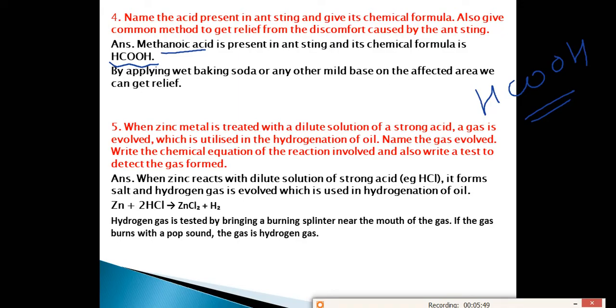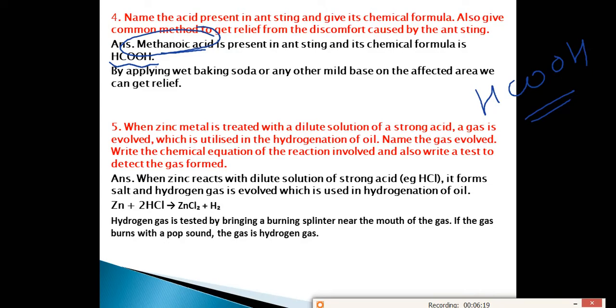You have all seen that if by chance a honeybee or ant has stung you, you must have felt some pain or irritation in the skin. So how do we get relief from that pain and irritation? If methanoic acid is injected in our skin, we will definitely get relief by applying a mild base in that area. The base will neutralize the effect of the methanoic acid and we will get relief from that.